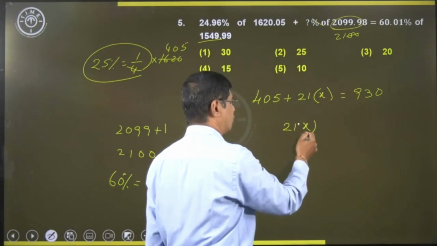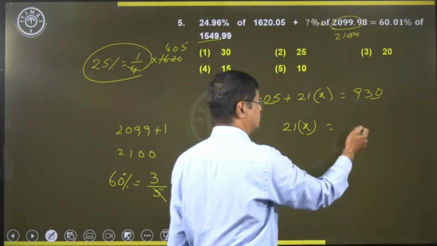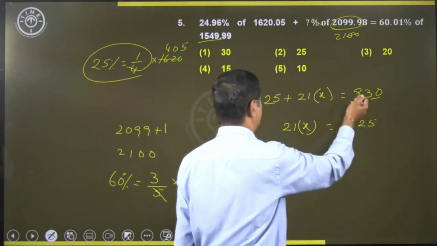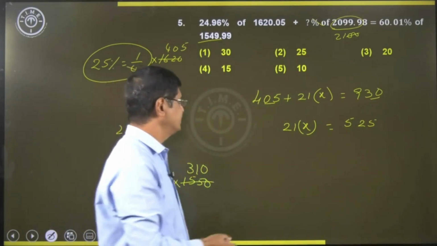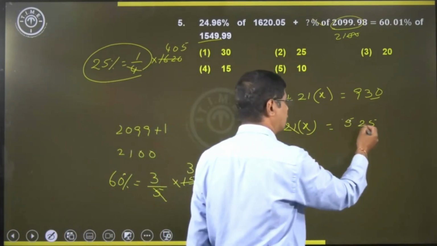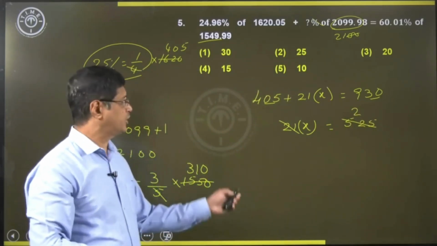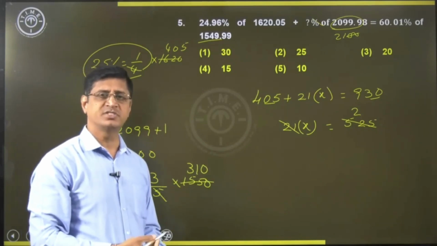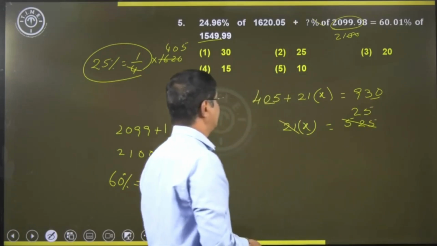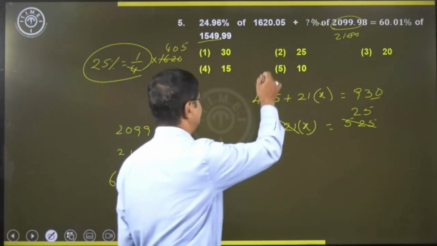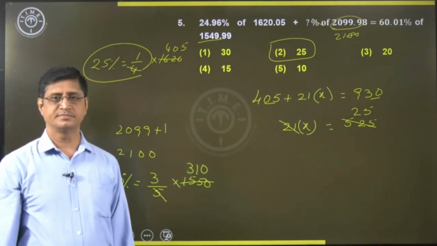21x. 21x is equal to 30 minus 0.5, that is 25. 9 minus 4, it is a 5. Solving this, 21, how many times does it go? 2 times of 21, that is 42. 52 minus 42 means 10. So 105 means 5 times. So what is the result? The value of x is equal to 25. The right choice, option number 2. Second choice is the right answer.